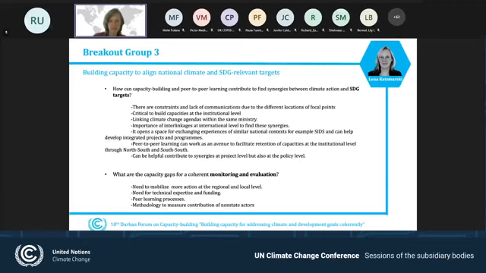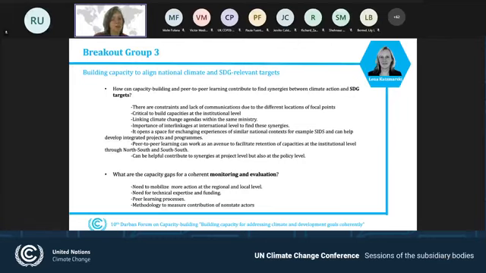So what are the capacity gaps for coherent monitoring and evaluation? We saw that not only is the systemic approach at the 3 capacity building levels important, but also at the regional and the local level. So we see that it's vertical and horizontal integration that is necessary in order to have this coherent monitoring and evaluation. We see that there's a need for technical expertise and funding. We've talked a lot about data management and MRV systems as well. But also peer learning processes for monitoring and evaluation across different sectors can be possible.